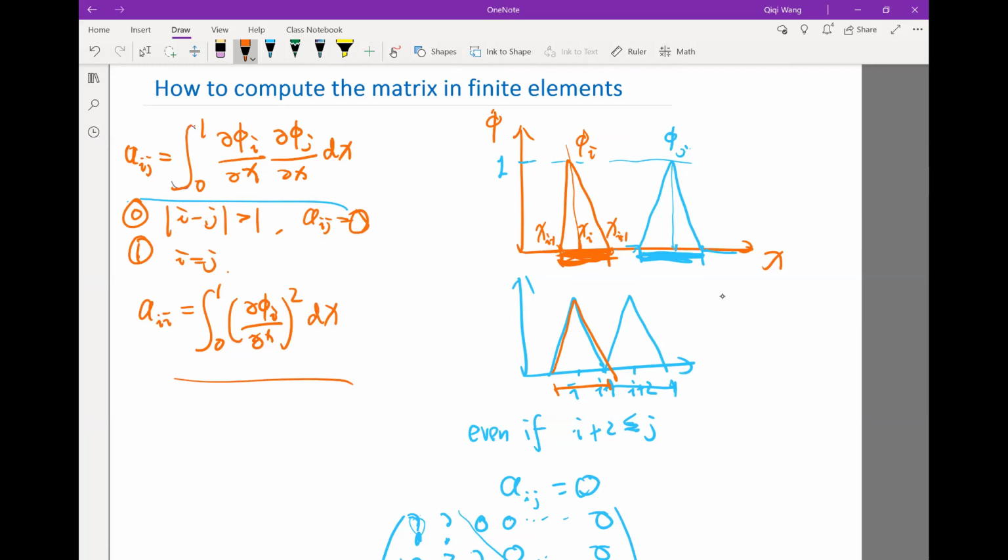Plus 1. All right, so if that is the case, this integral is going to be over two different elements over which this integrand is non-zero, right? Okay, so it's going to be equal to integration from xi minus 1 to xi, and between xi minus 1 and xi, what is the value of d phi dx?